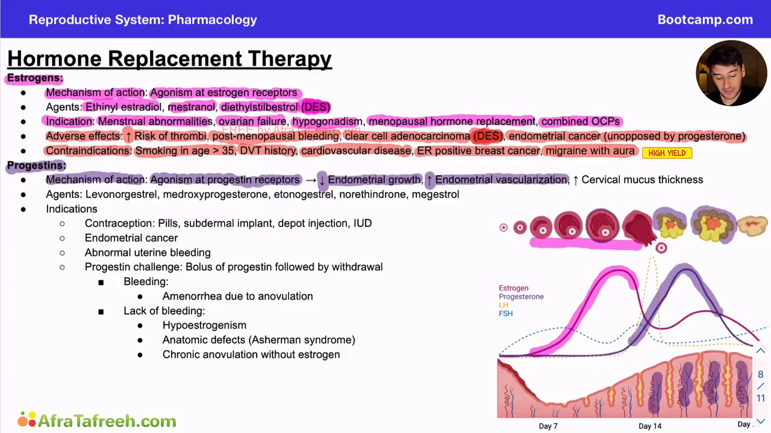And we're also going to have increased cervical mucus thickening. And this is because the body is like, no more sperm in this uterus. We've already been fertilized. And so it's blocking any more sperm from entering through the cervix.